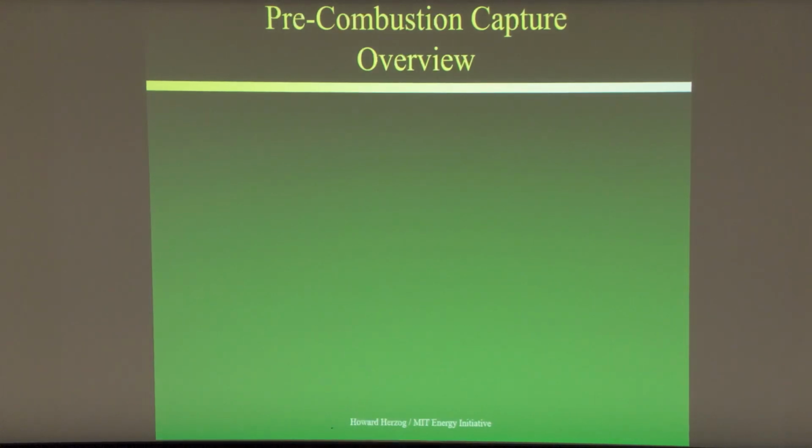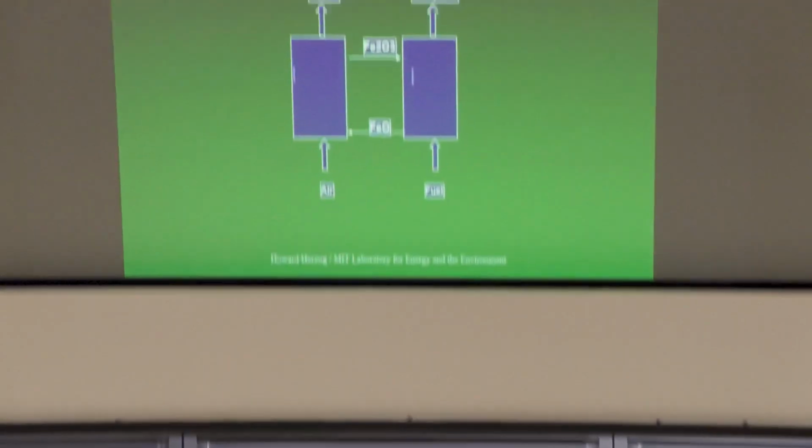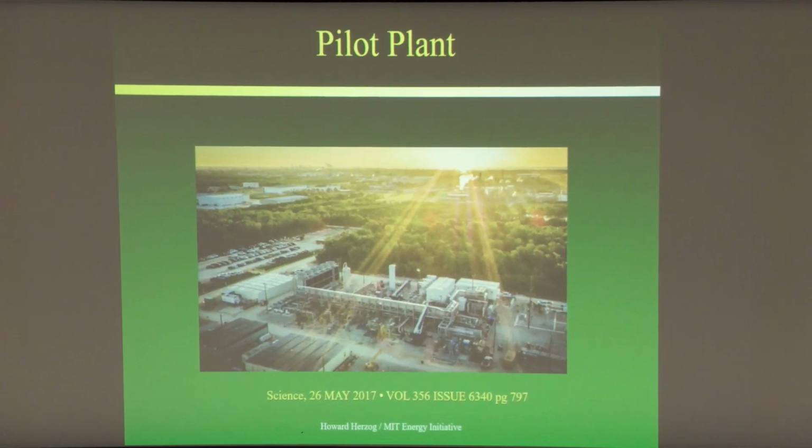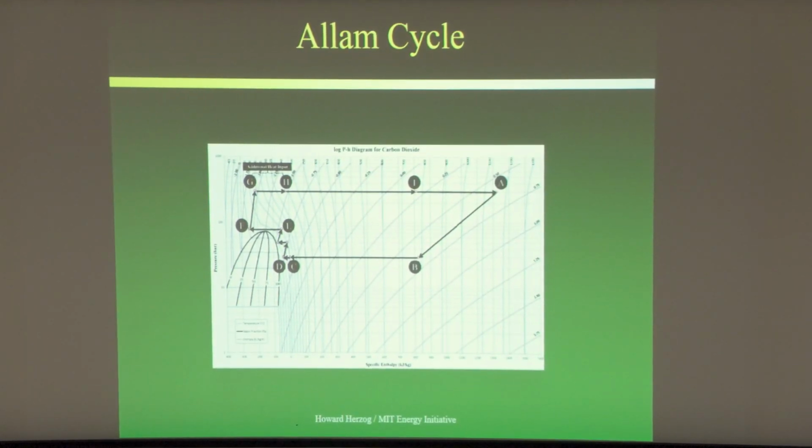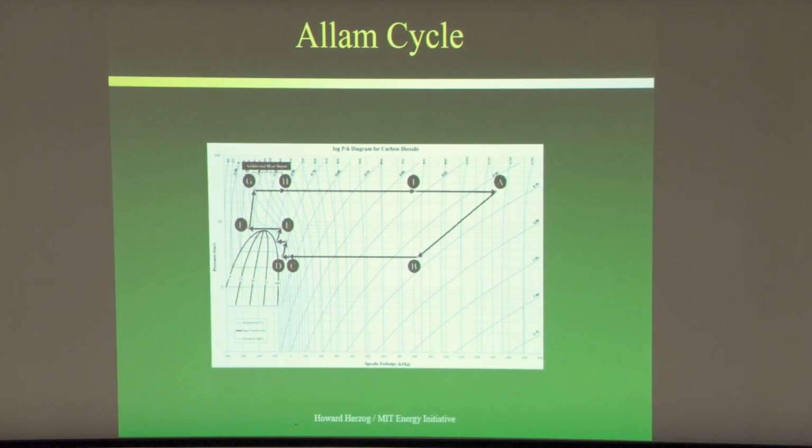Can I ask a quick question on the Allam cycle? I mean, it's largely a closed cycle, right? Yeah, it's a closed cycle. It's basically a CO2 cycle in the turbine. So how do you deal with contaminants? Like if the combustion process makes a little bit of junk out in the heat exchanger?